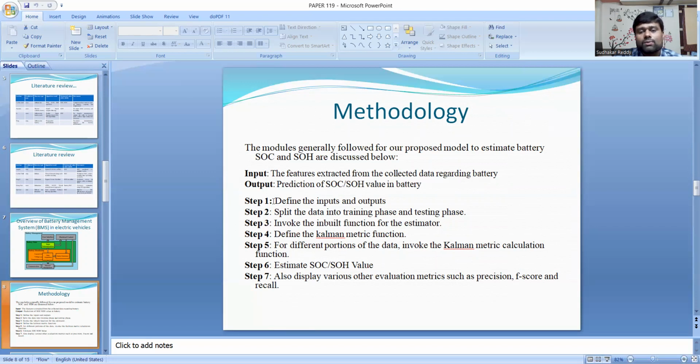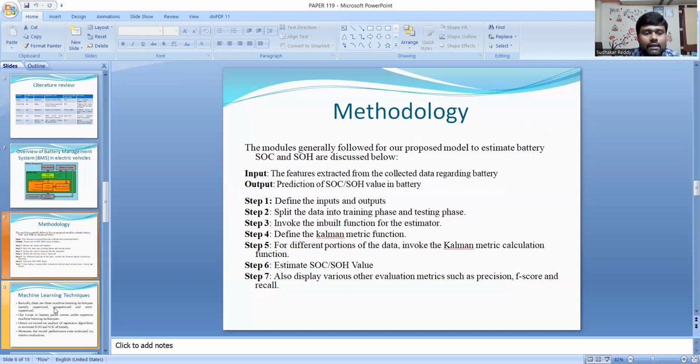You have to use different steps. First one is to define the inputs and outputs. Second, split the data into the training phase and testing phase. Third one is to invoke the inbuilt function for the estimator. Fourth one is to define the Kalman metric function. Next, for different portions of the data, invoke the Kalman metric calculation function. Next is to estimate the state of charge and also state of health value. Next, also display the various other evaluation metrics such as the precision, F-score, and the recall. This is our methodology.